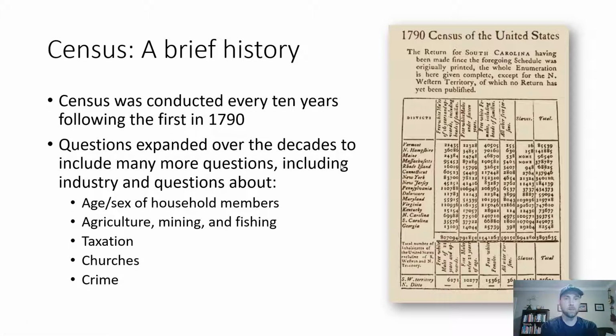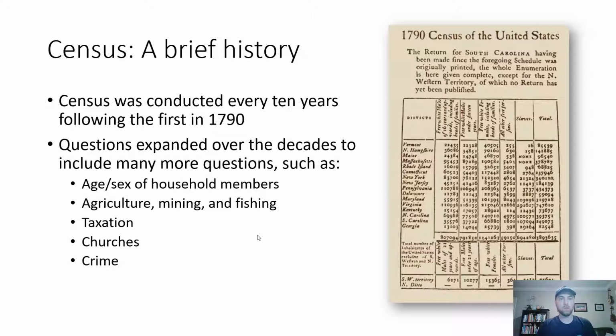The census was conducted every 10 years following the first census, and has not missed a year since. So we've had, I believe, 24 censuses, or will have 24 this year. Questions expanded over the decades to include many more, such as about age and sex of household members, agricultural, mining, and fishing statistics, so basically industry-related questions, questions about taxation, which varied from state to state, number of churches and churchgoers, and crime statistics. This is obviously before the Federal Bureau of Investigation, and so crime data were also collected by the U.S. Marshals.